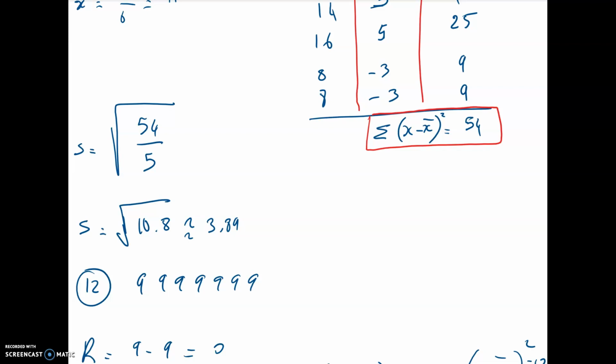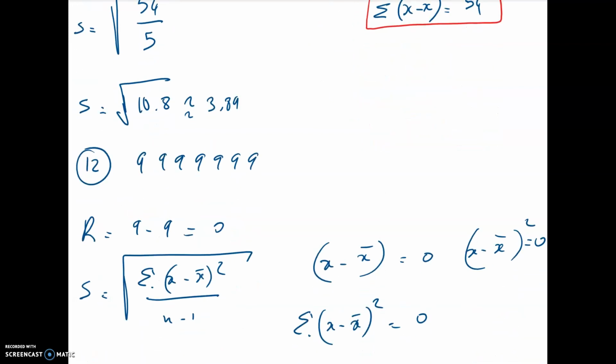Now you can see on number 12 that obviously the range will be equal to 0, and the standard deviation will also be equal to 0, because the mean is equal to 9. I just calculated the mean, which is 63 divided by 7, equal to 9. And so now you understand why 9 minus 9 equals 0, and why the standard deviation is also equal to 0.